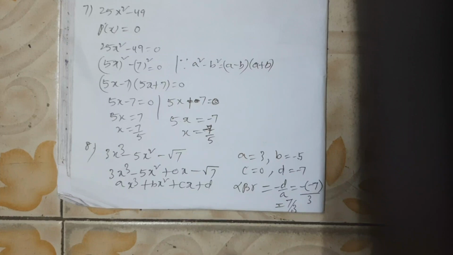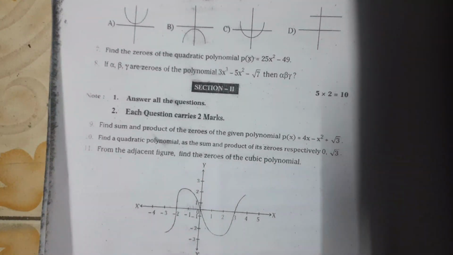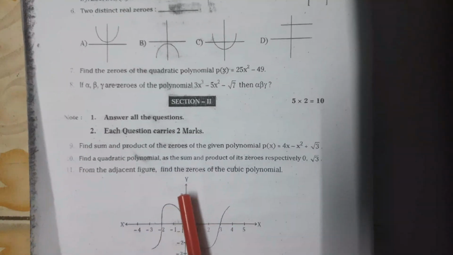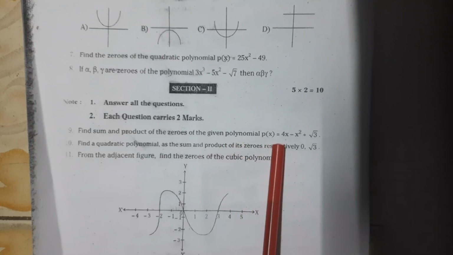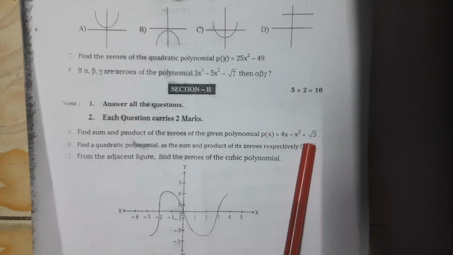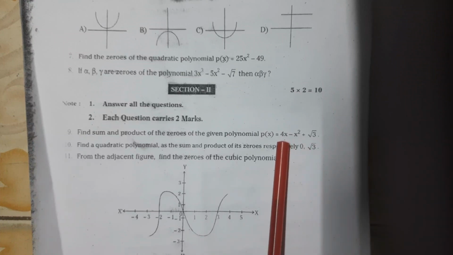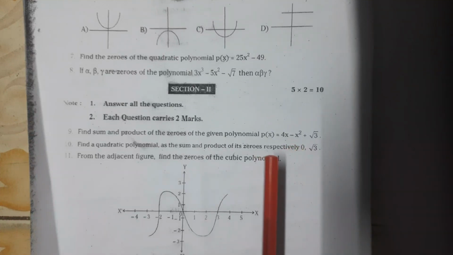Now we are going to discuss the 2 marks part. What is the 2 marks part? Here, find the sum and product of the zeros of the given polynomial. So p of x is equal to 4x minus x square plus root 3 is given. Actually it is not given in order because the x square term is at the back. No problem, you can change the order. Afterwards you can compare with the standard form of the quadratic polynomial and you will get the values.